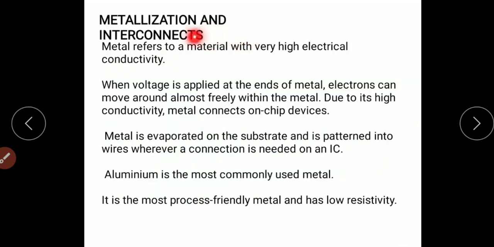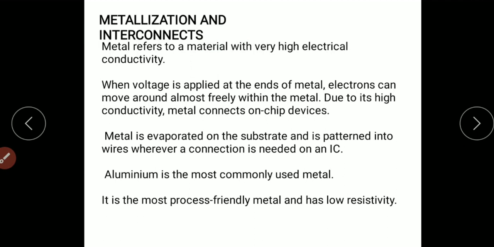So next, metallization and interconnections. Once diffusion has been done, three terminals were developed, that is source and drain through diffusion, and through masking, a polysilicon layer implanted on silicon dioxide forms a gate terminal. So three terminals, three regions have been developed. Now these three terminals should communicate with the outer world. How can they communicate? By using terminals.